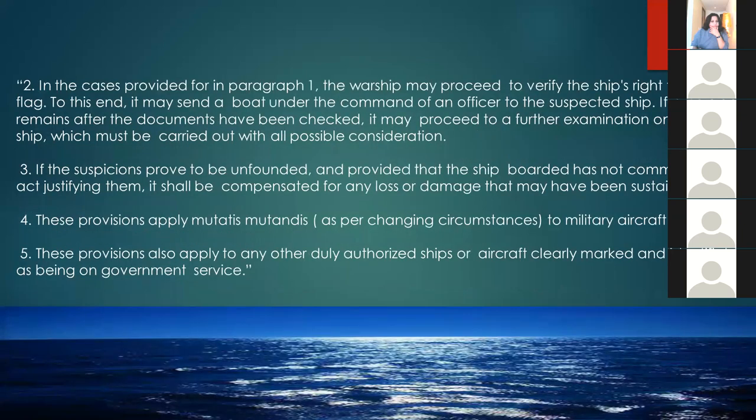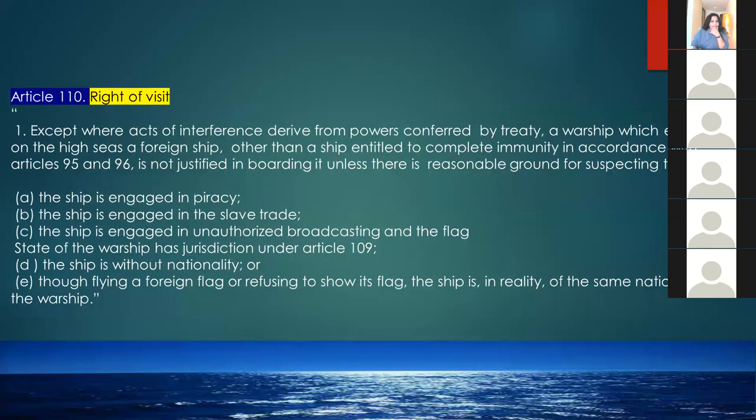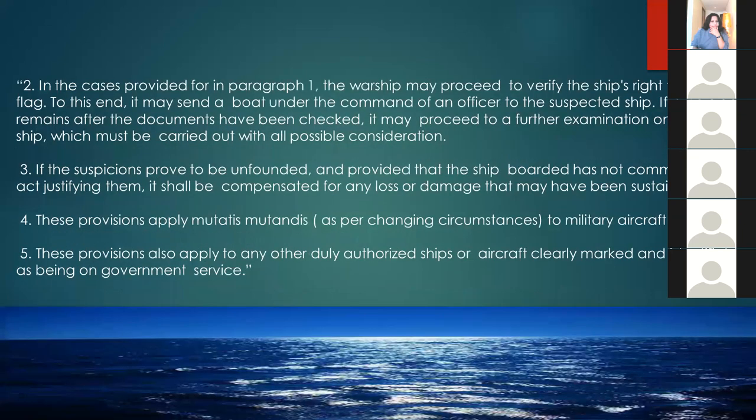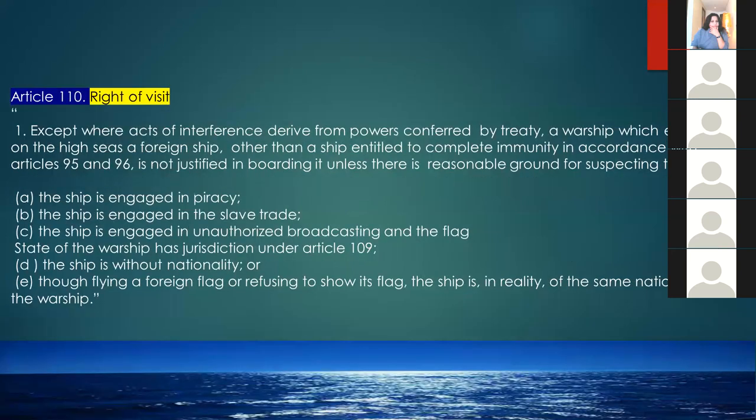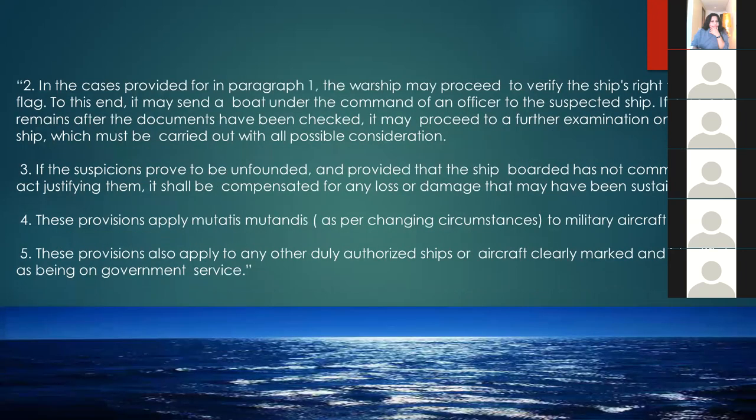Now, in the cases provided for in paragraph one of Article 110, that is from A to E, in these circumstances, that is piracy, slave trade, unauthorized broadcasting, a ship without nationality, and a ship refusing to show its flag and flag documents, the warship may proceed to verify the ship's right to fly its flag. To this end, it may send a boat under the command of an officer to the suspected ship.